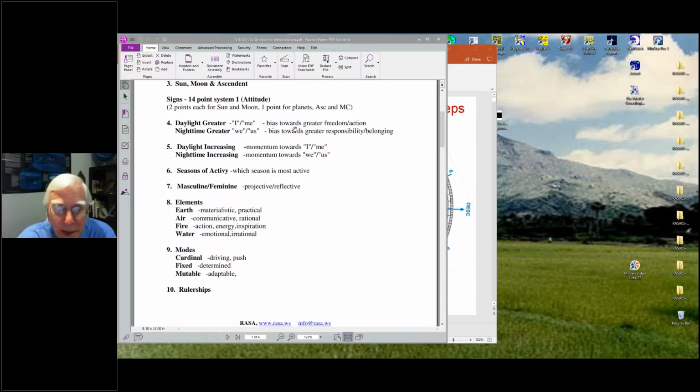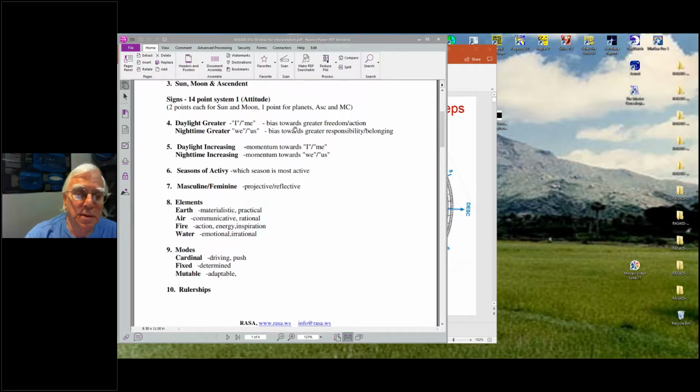So we can make a distinction where life is moving towards more freedom or towards more responsibility. Then we do the same thing with day. First we do daylight is greater, nighttime is greater. Then we have the nighttime increasing, daylight increasing, nighttime increasing. We see how many points in each of those.